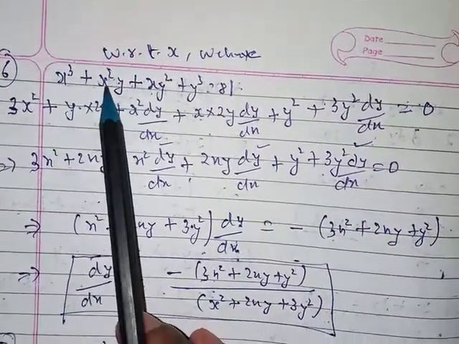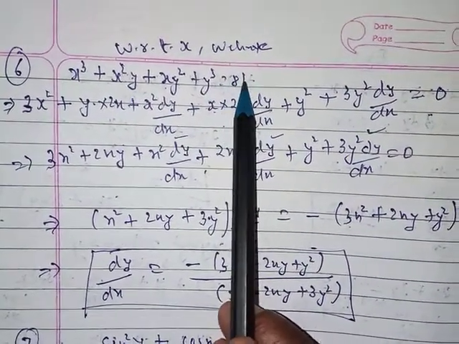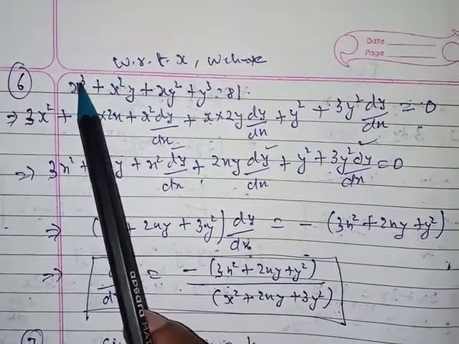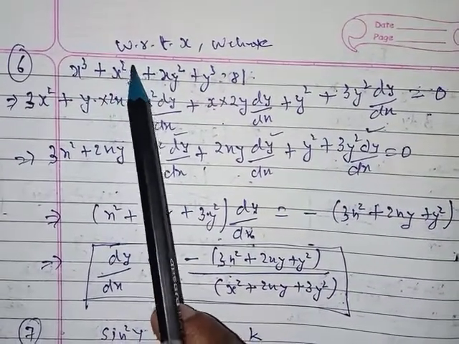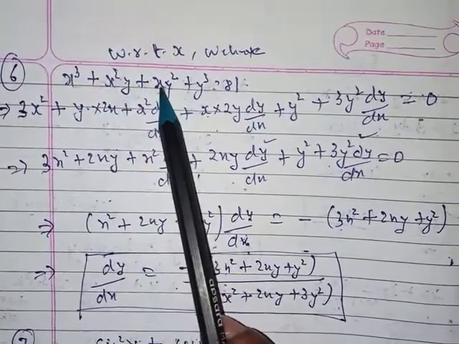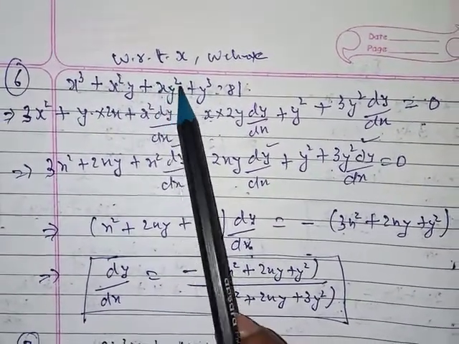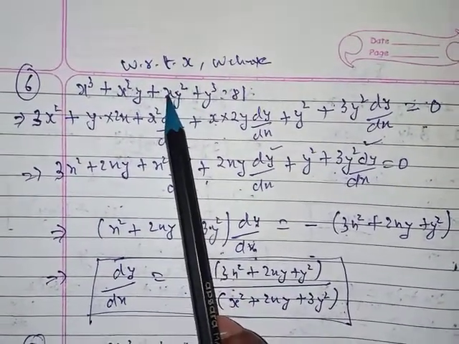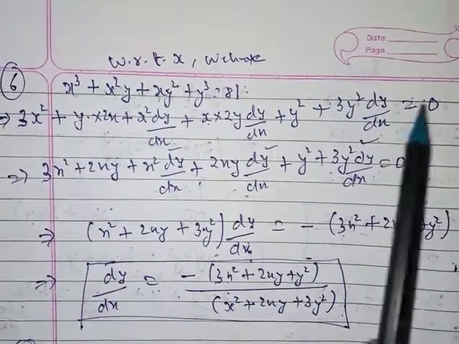Next: x cube plus x square y plus x y square plus y cube is equal to 81. So 81 is a constant. Here first you have to take derivative of x cube with respect to power, and derivative of x is 1. Here x square will be constant, we have to take derivative of y, and then y will remain constant, derivative of x square. Then x is to remain constant, and we have to take derivative of y square, and then y square will be constant, and we have to take derivative of x. And y cube means with respect to the power, equals 0. This is 81.